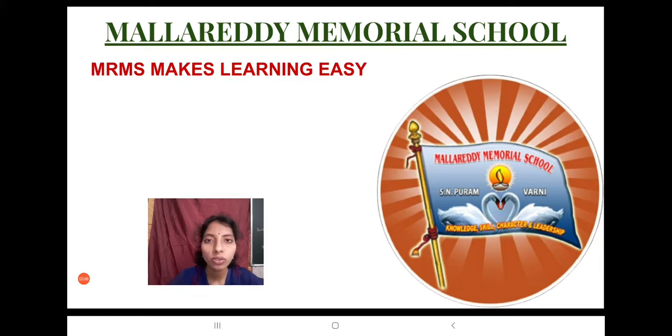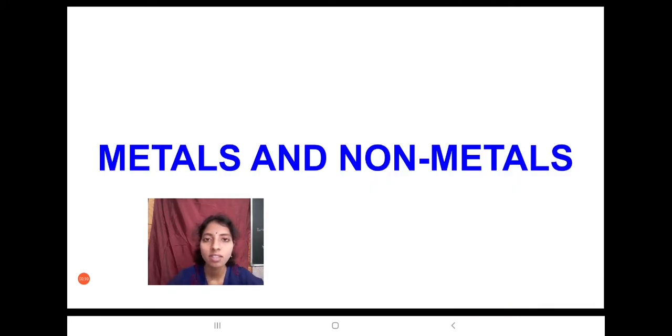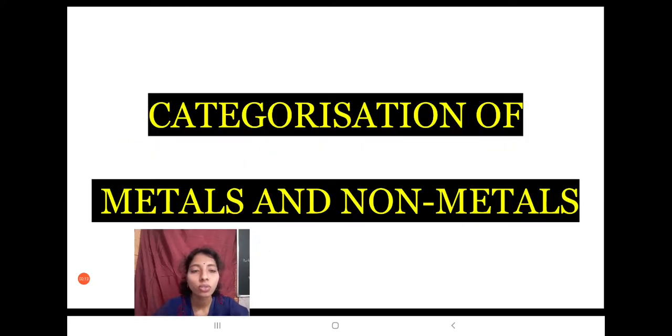Today we are going to learn the topic from metals and non-metals, that is categorization of metals and non-metals. We know the metals and non-metals are very important for us. So how they are categorized based on their properties, now we are going to see.